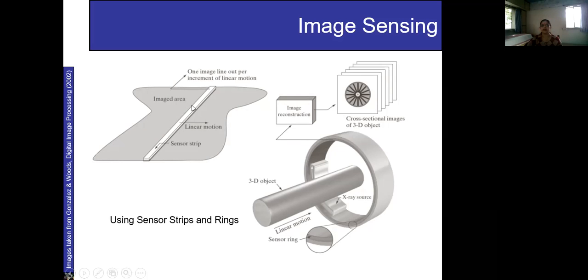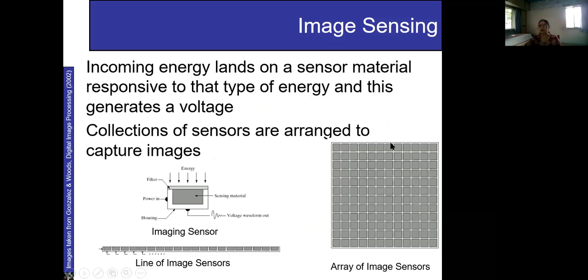But of course, here, as the information is collected line by line, you need greater time to acquire the entire image. So instead of that, you can use these sensors which are arranged in matrix form. This is an example of an array sensor, and in one scan, it gives you the entire object image.